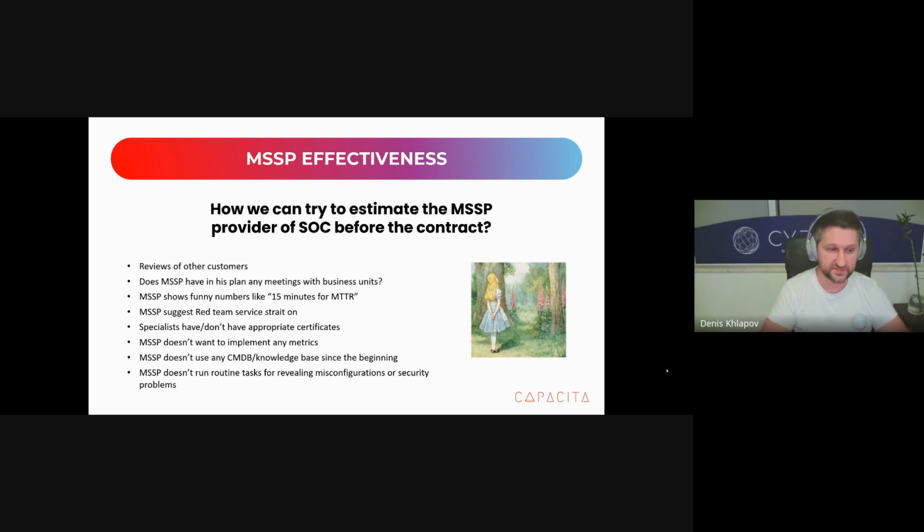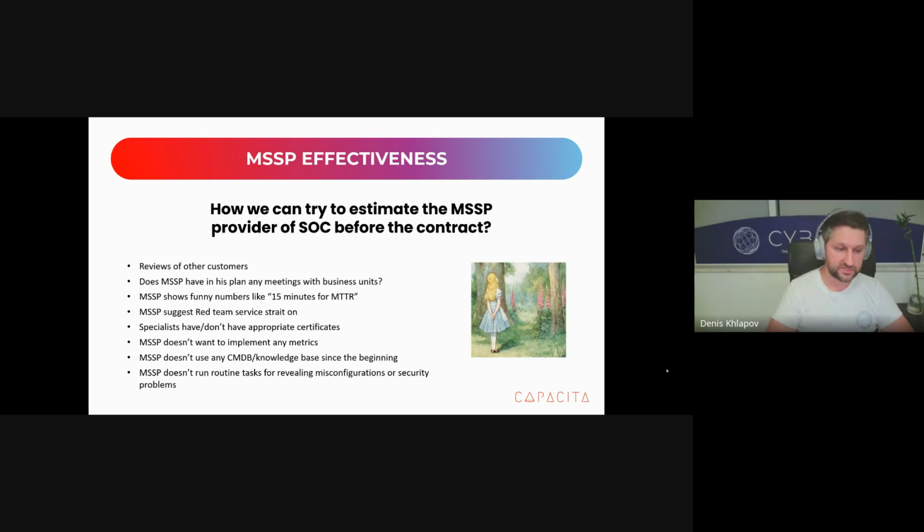Next one, the MSSP doesn't want to implement any metrics. This is already strange because, for example, we have quite a number of metrics which we provide monthly to our clients. And of course, we consider it a very important part of our job. We need to show how effective or not effective we were last month, and our clients, of course, need to know about this. These things you can discuss before signing the contract.